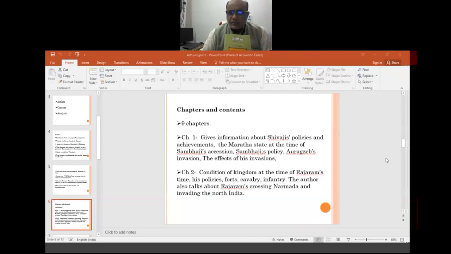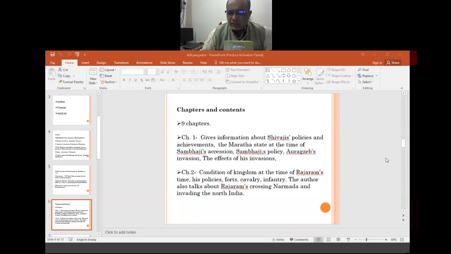So the first chapter gives information about Chhatrapati Shivaji's policies and his achievements, and what the condition of the Maratha state was at the time when Sambhaji becomes Chhatrapati after Shivaji. Then what Sambhaji's policy was, then Aurangzeb's invasion and the effect of his invasion.